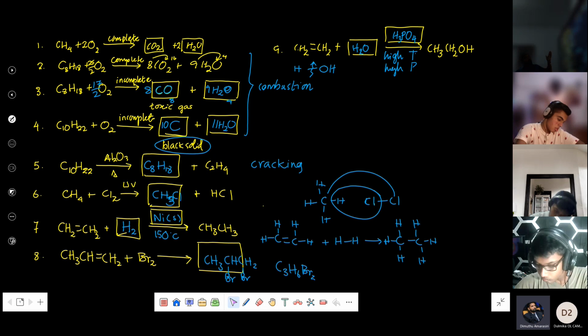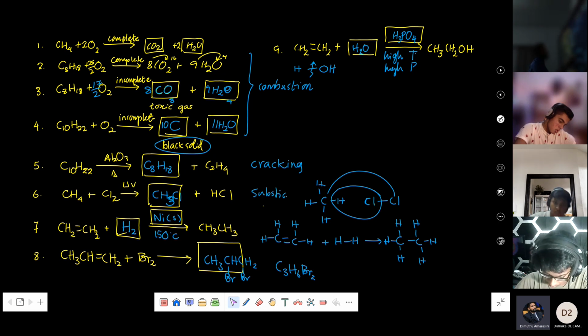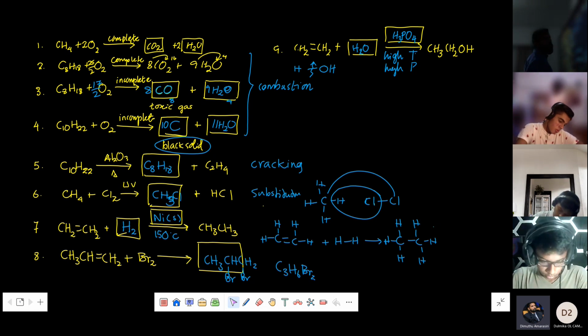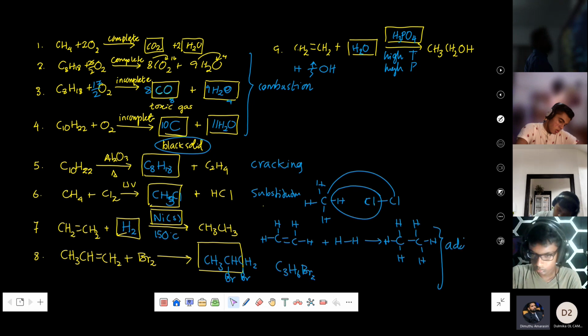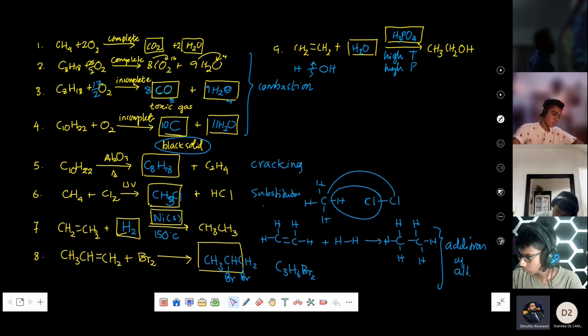First few are combustion reactions. Fifth one is the cracking. Sixth one is the substitution. That's the substitution. And 7th, 8th and 9th are what? Addition reactions of what? Addition of alkenes.